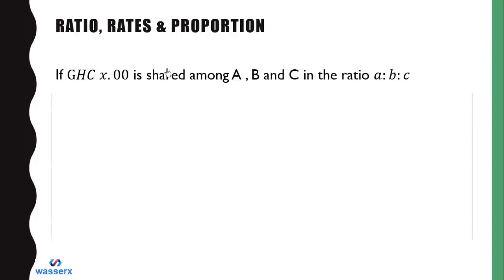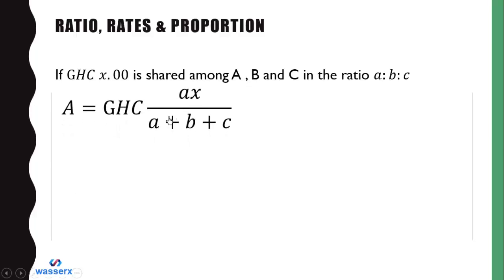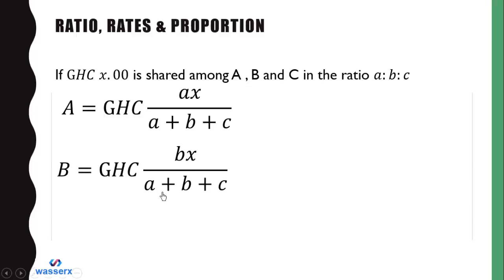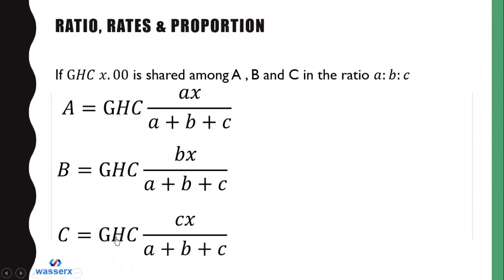Ratio is mainly about sharing. So if you have X Ghana cedis and we are sharing it among A, B, and C in the ratio a to b to c, then A will receive a times X over a plus b plus c. That is the total ratio over here. So this amount of money goes to A, then this goes to B and this also goes to C.